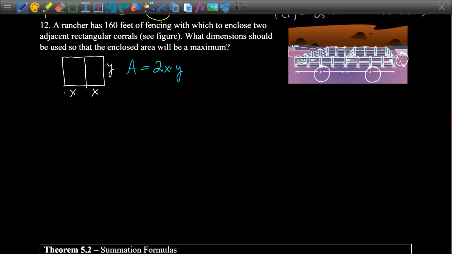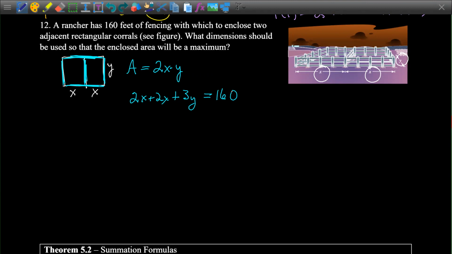And so we need to come up with an equation. We have 2x, and then the top part is going to be another 2x. So we have a 2x plus a 2x. And then each of these three pieces here is y. So I'm going to add on to that 3y. And this needs to be equal to 160.